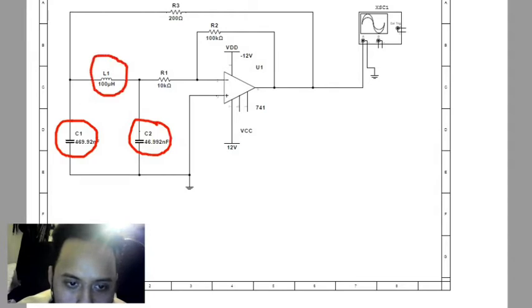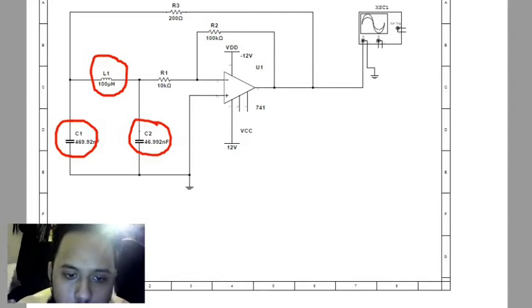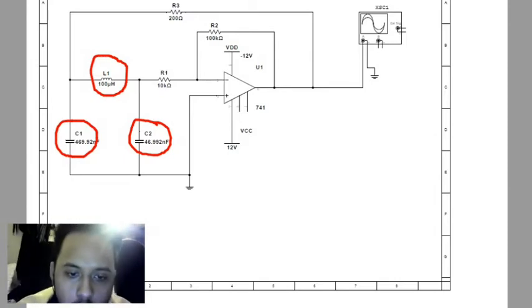For these components, we determine it as the tank circuit. For C1, the value is 469.492 nanofarad, capacitor 2 is 46.992 nanofarad, and the inductor is 100 microhenry.